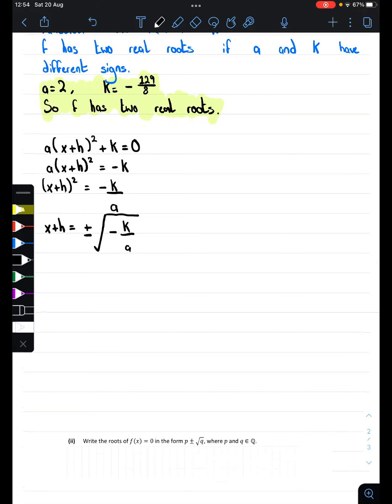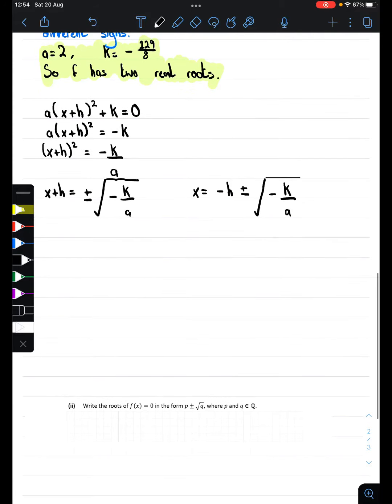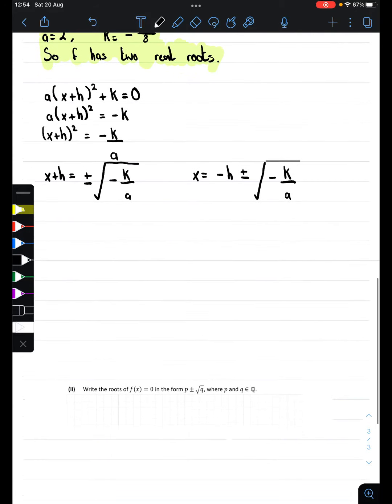And then, x equals minus h plus or minus the square root of minus k over a. Okay, so this is the root, and actually this is the root in general. Whether or not this is a real number, this is a root that will work. It might be a complex root, but it's a root.